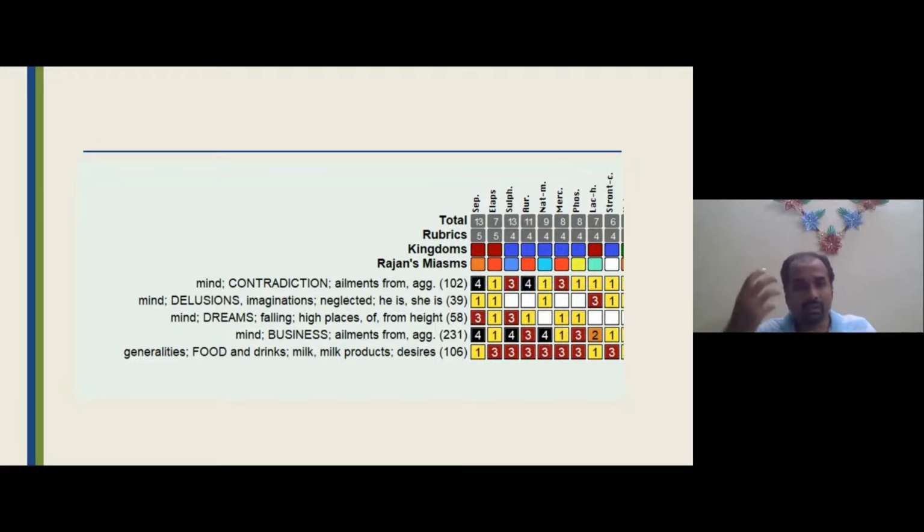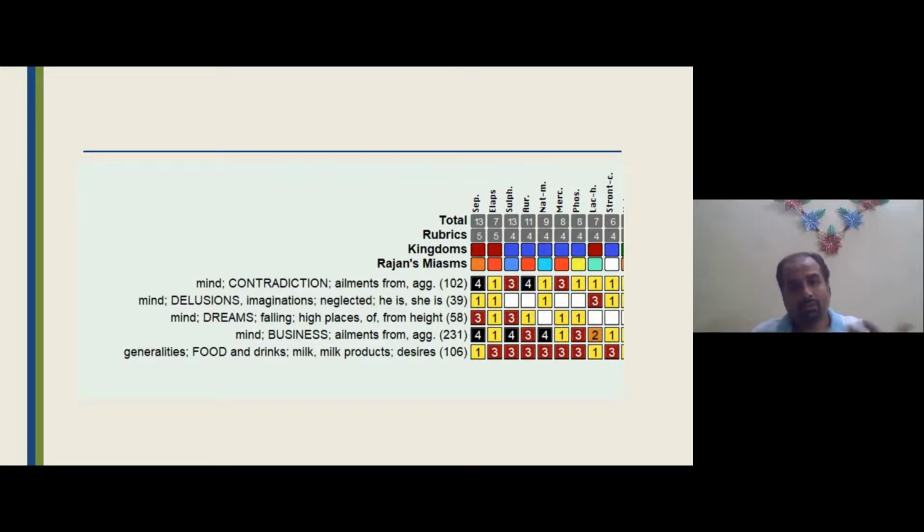It was a delusion he had, which was also present in reality, but it was more for him because he was in that situation for a long time. Then dreams of falling from a high place, and he is a businessman and he gets aggravated a lot. Then the physical symptom which he shared was desire for milk. So the two remedies which come up in this case are Sepia and Elaps.